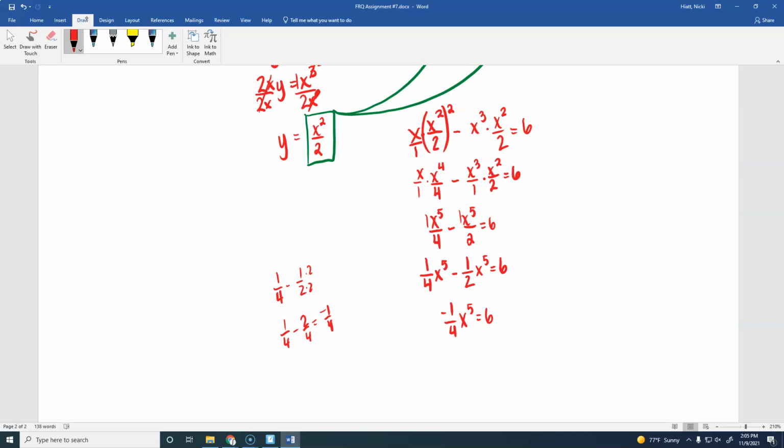Okay, how do I get rid of the negative 1/4? Multiply. I'm going to just go ahead and multiply by a negative 4 here. So x to the 5th equals negative 24. Take the 5th root.